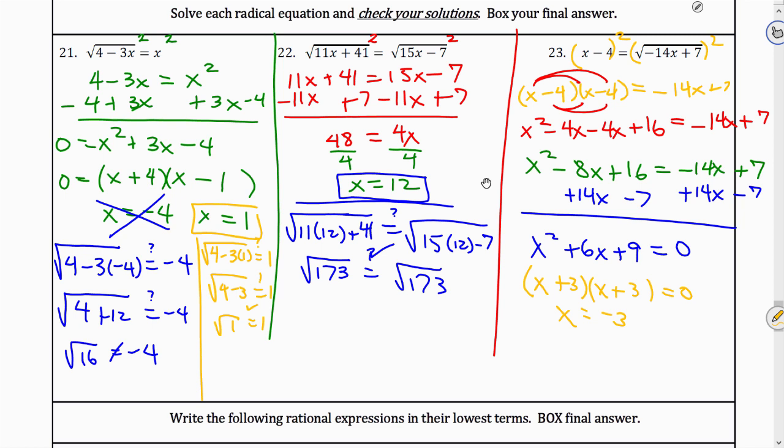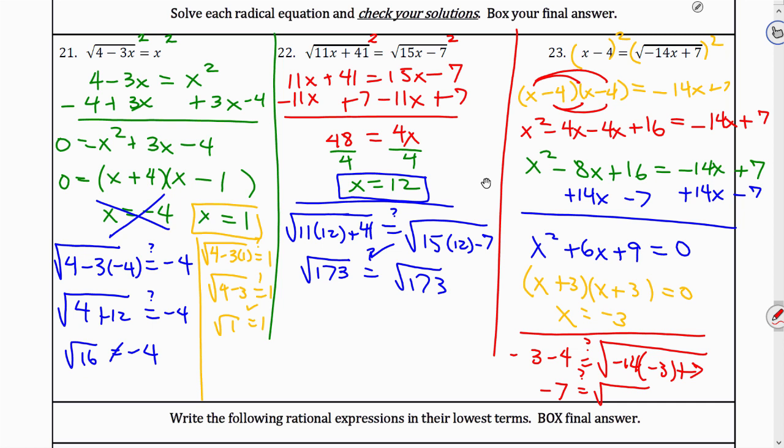It has multiplicity of 2, but I still need to plug that in to see if that one works. So hopefully it does. I have negative 3 minus 4 equals the square root of negative 14 times negative 3 plus 7. On this side I have negative 7, which by the way is a hint that it's not going to work because I can't have a negative come out of a square root. But I'll keep going. The square root of negative 14 times negative 3, I think, is 42.